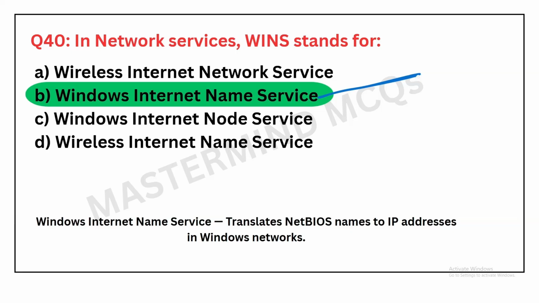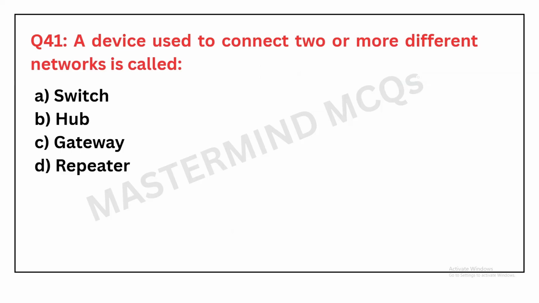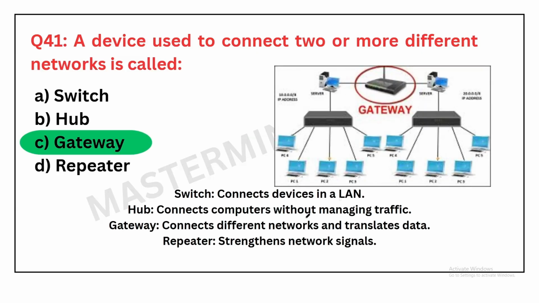Question number 41. A device used to connect two or more different networks is called option A, switch. Option B, hub. Option C, gateway. Option D, repeater. The right answer is option C, gateway.